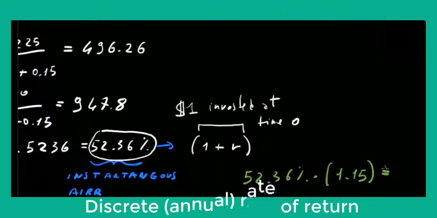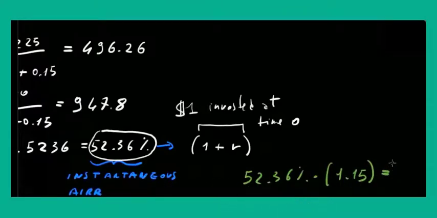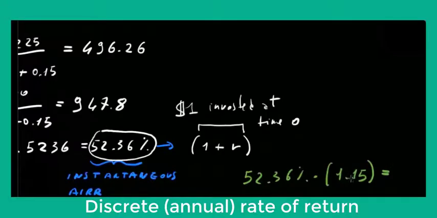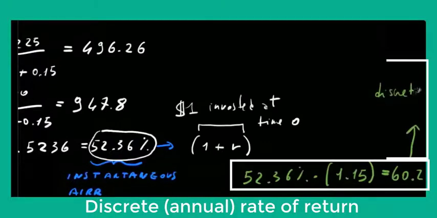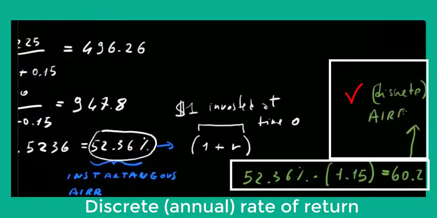The result is exactly what we had found in the first two videos: 60.2%. And this is the discrete AIRR, which means that if the unit of time is the year, this is the annual AIRR. If it is the month, it is the monthly AIRR.